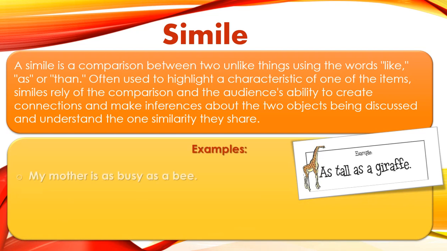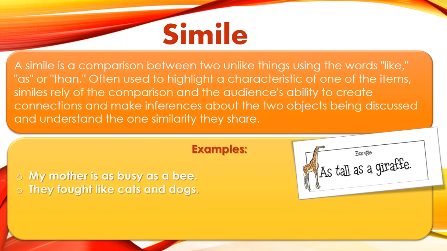Let's study some examples. The first one: my mother is as busy as a bee. Now he is comparing his mother to the bee. What is the common characteristic that both of them share? Both of them are busy. So we use as because this is one of the ways of using simile. My mother is as busy as a bee.